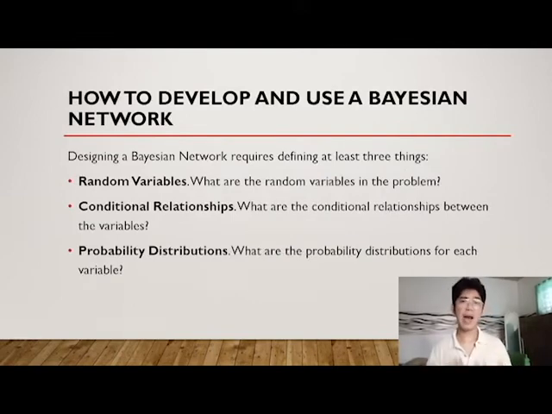So how do we develop and use a Bayesian network? There are at least three things we need to consider. Number one is the random variables. What are the random variables in the problem? We must first identify them. Number two is the conditional relationships. What are the conditional relationships between the variables? Next is the probability distributions. What are the probability distributions for each variable or for each relationship?